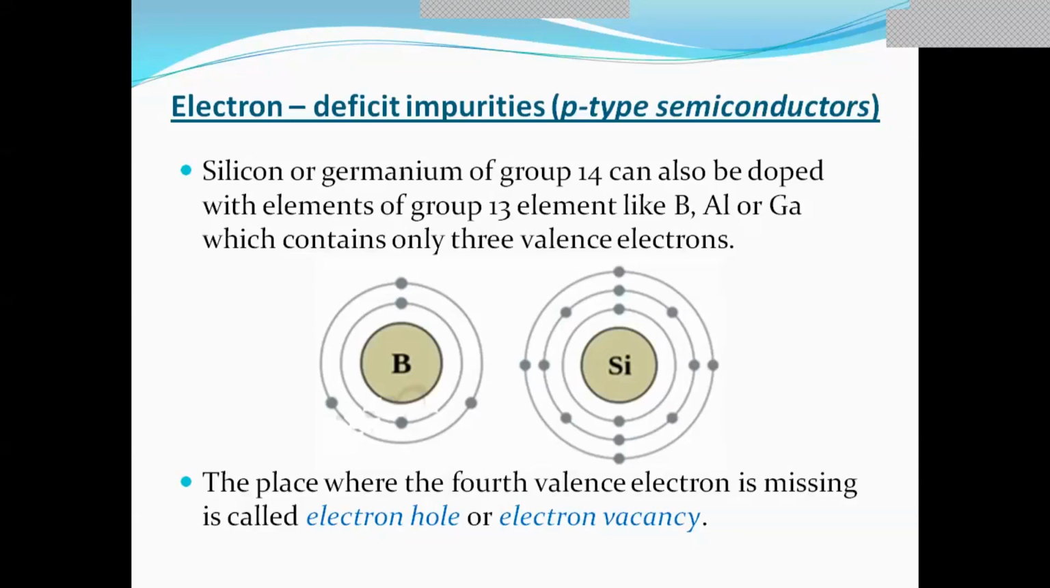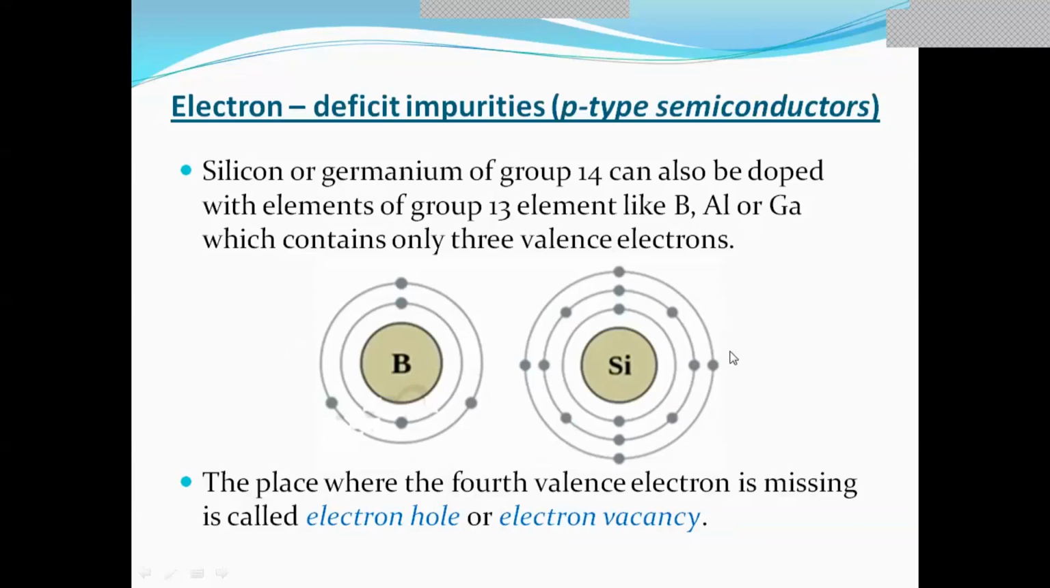These 14th group elements like silicon or germanium, when they are doped with group 13 elements like boron, aluminium or gallium, result in the formation of p-type semiconductors. Group 13 elements have 3 valence electrons. Here in this picture on the left hand side you can see the boron atom which has 3 valence electrons. So 3 electrons are seen in the outer shell. What happens when this boron atom is doped with silicon?